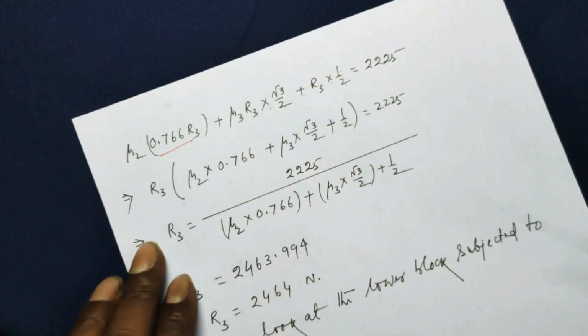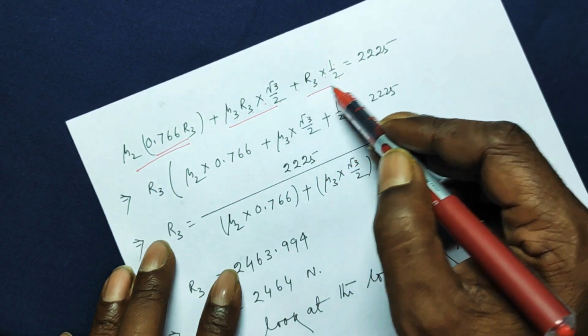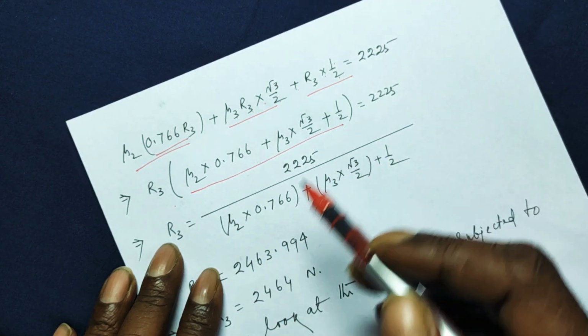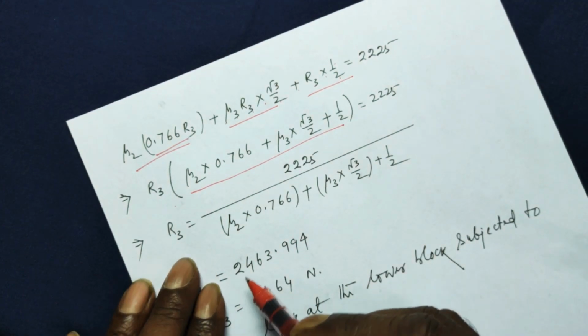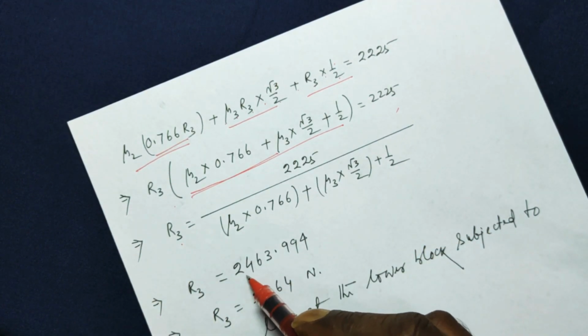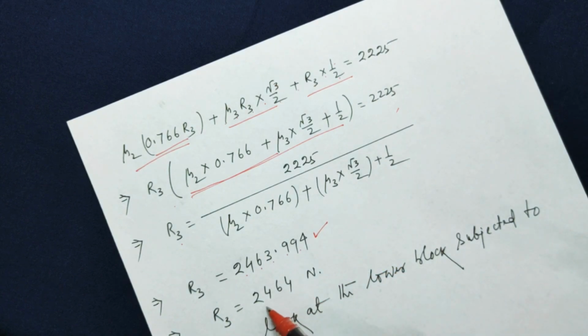Now take R3 common. There are three terms: one term, the second term, the third term. R3 is common, so this is what we are left with in the bracket. So bring this to the right hand side. Your R3 comes out to be 2463.994 Newton, that is nearly equal to 2464 Newton. So R3 is found out.